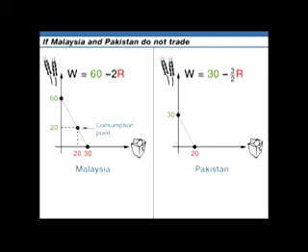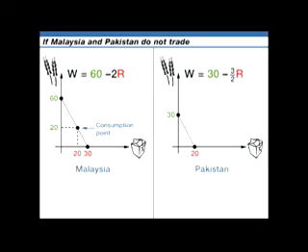So here we have 20 bushels of rice produced in Malaysia, and 20 bushels of wheat produced in Malaysia. This combination, 20 and 20, is one of Malaysia's production possibilities, and it's the production possibility that we are going to imagine that Malaysia chooses if they have to produce on their own.